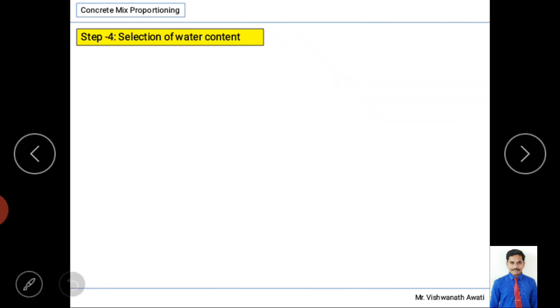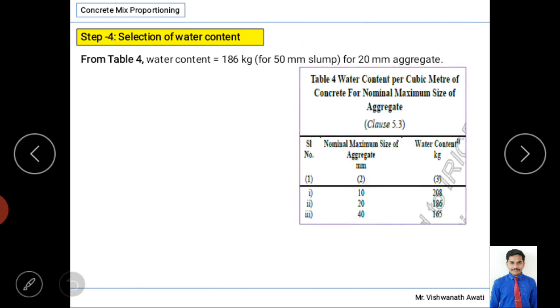So next we will go for Step 4, selection of water content. Here it is how much water is required for preparation of concrete. Here also we have a procedure according to the code book. Now from Table 4, the water content is 186 kg for 50 mm slump for 20 mm aggregate. So now we'll go for Table 4 first, and then we can understand.